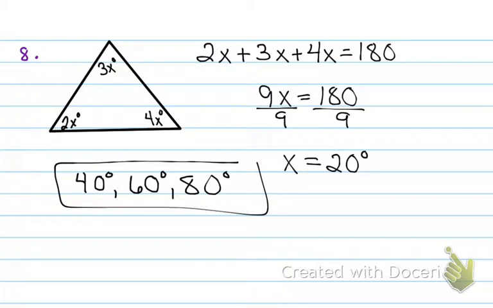How can you know for sure that your answer is correct? Yeah, add them all together. 40 plus 60 is 100, plus 80 is 180. So now you know that you're correct. Okay? All right, next problem.